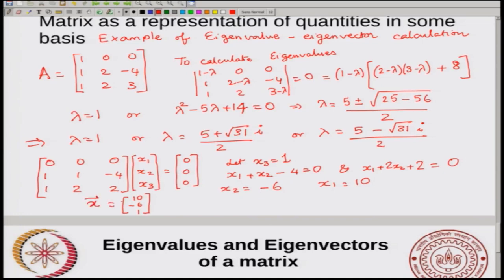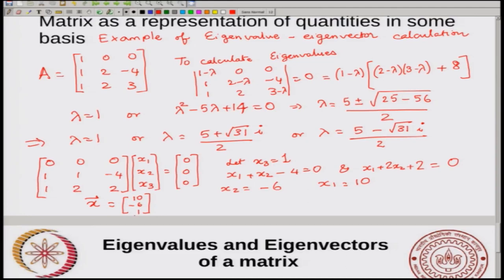Okay. So notice what I had to do is I had to choose one of them arbitrarily. In this case, I just chose x3 equal to 1. I could have also chosen x1 equal to 1 or x2 equal to 1. Then I would have got all these other quantities scaled appropriately. So basically, my eigenvectors are proportional to this 10, minus 6, 1.